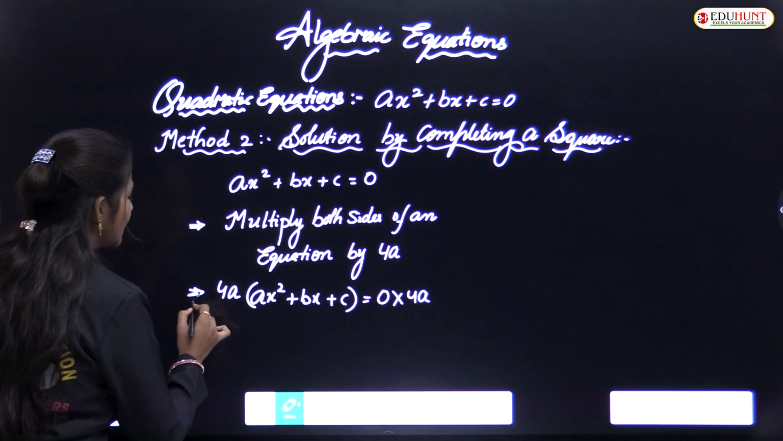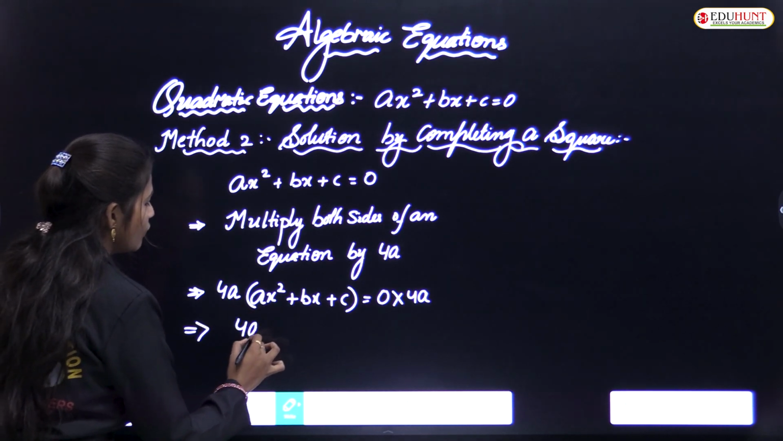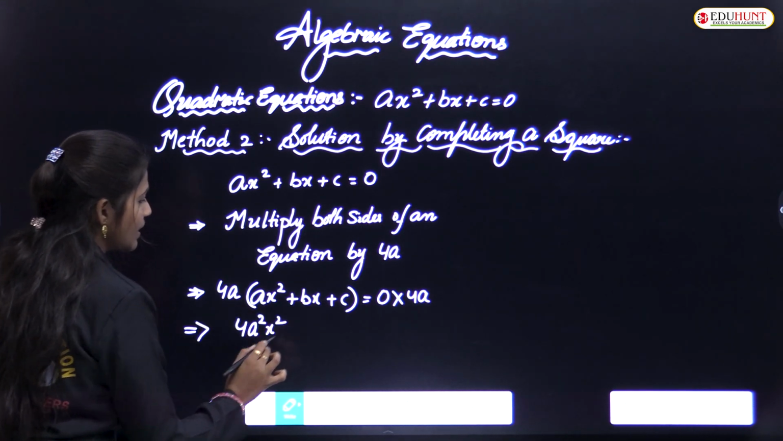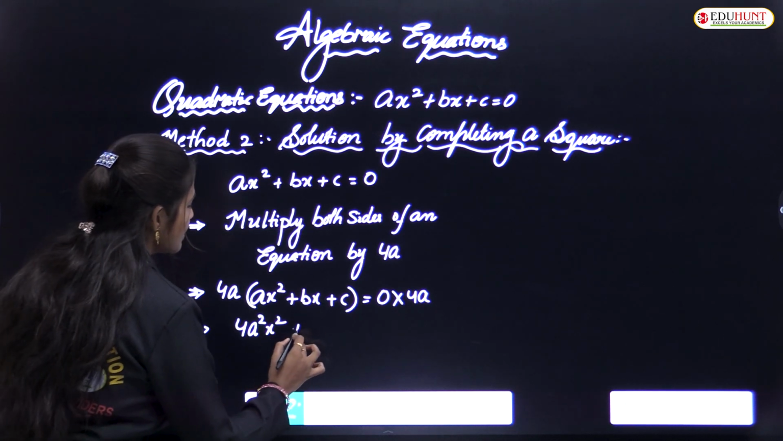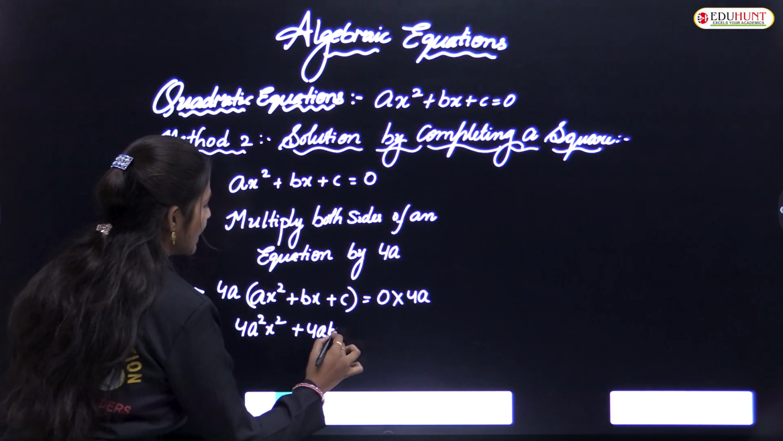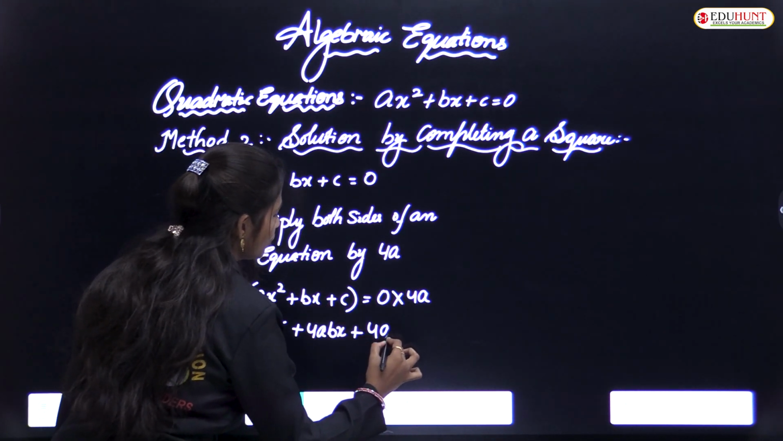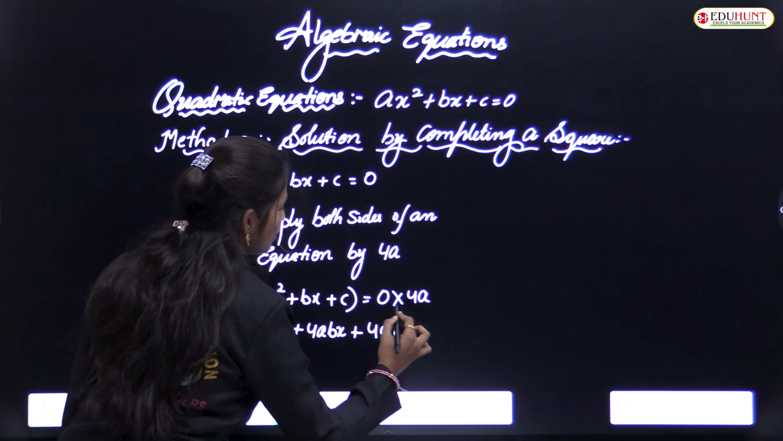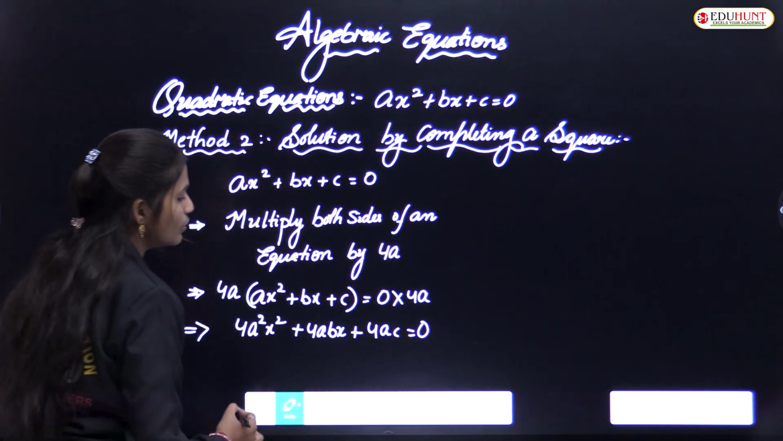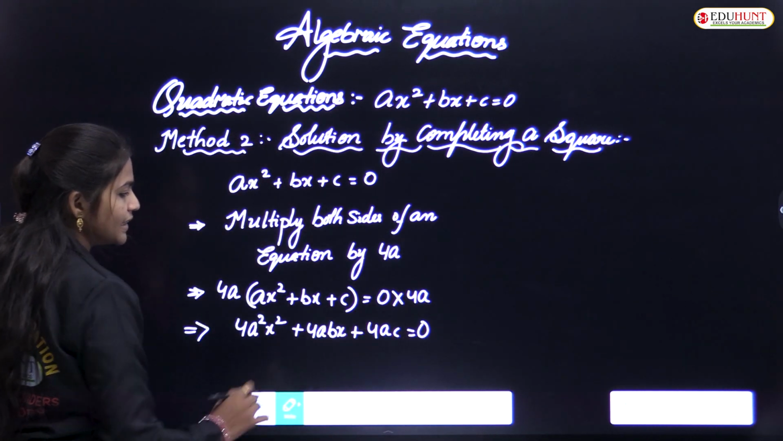Then what will you get here? Yes, 4a into ax square is equal to 4a square x square, plus 4a into bx is equal to 4abx, plus 4a into c is equal to 4ac, which is equal to 0 into 4a, which is equal to 0. Zero into anything is equal to 0, no? So now we got it like this.